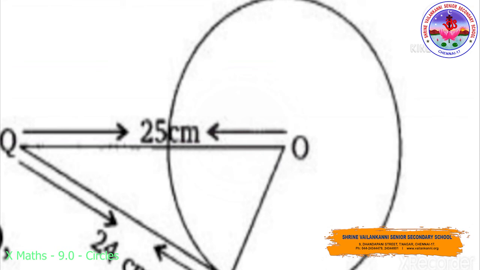By theorem 10.1, the tangent drawn to a circle is perpendicular to the radius through the point of contact. So using this, we can say that angle OTQ is 90 degree. So I am going to use the Pythagoras theorem to find out the value of OT.